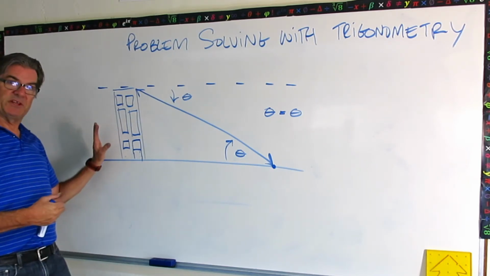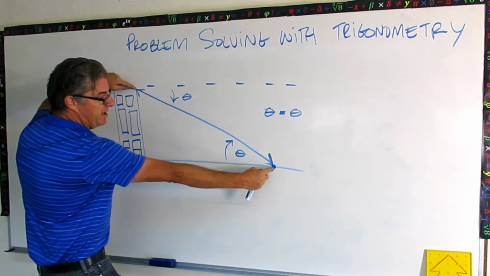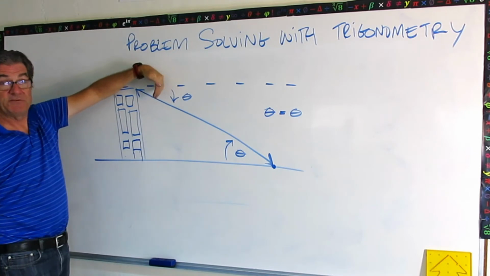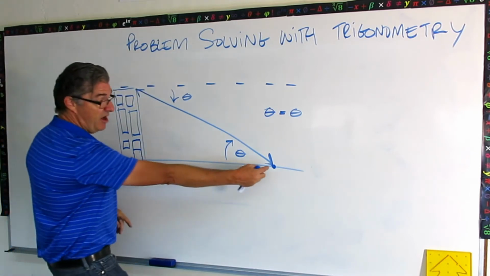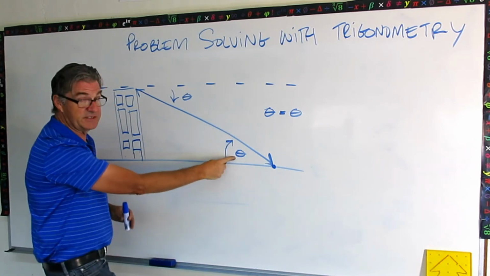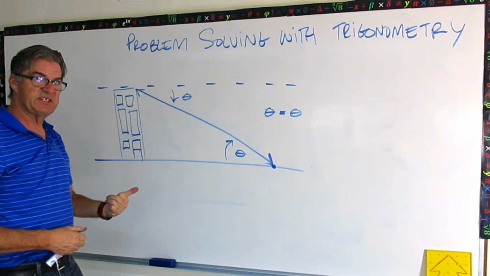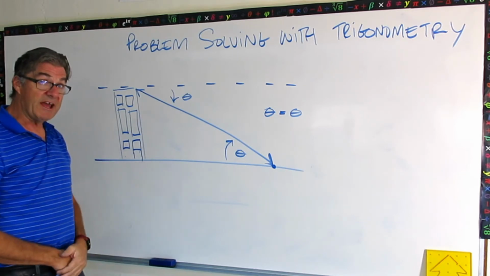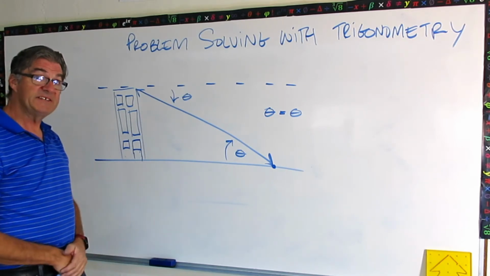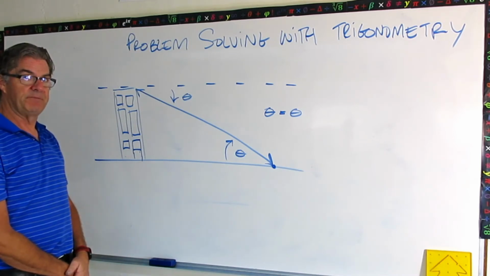So I've got the building situation here again, and a person looking down to this point on the ground, they have this theta, angle of depression. The person on the ground at that same point looking up to the top has this angle of elevation, and I use the same letter. And if you thought angle of elevation is the same as angle of depression, you're right. Now think, why is this the case? Tell me why these two angles are the same.